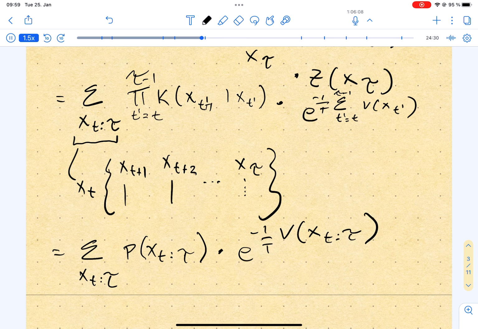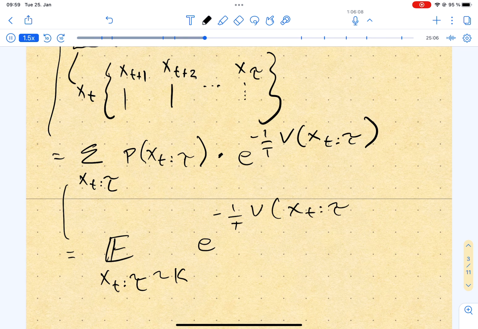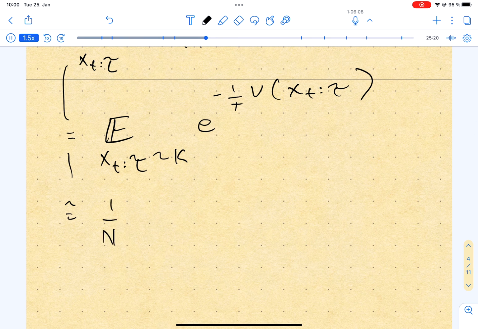Right, so that's the path integral algorithm in discrete form. There's really not a whole lot to it. This can now be viewed as the expectation over paths governed by k of this e to the negative 1 over temperature times the potential of the path x of t to tau, up to the terminal condition. Right, so immediately we have an estimator for this thing, the Monte Carlo estimator: the sum over paths, which we index by i, each path that we draw.